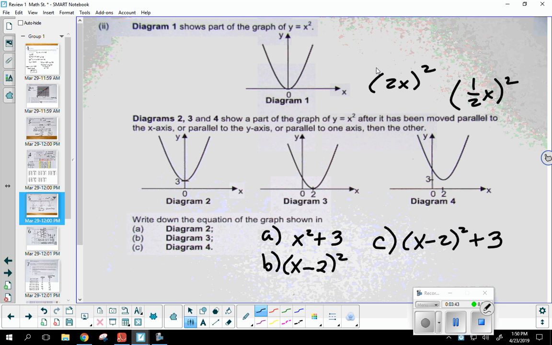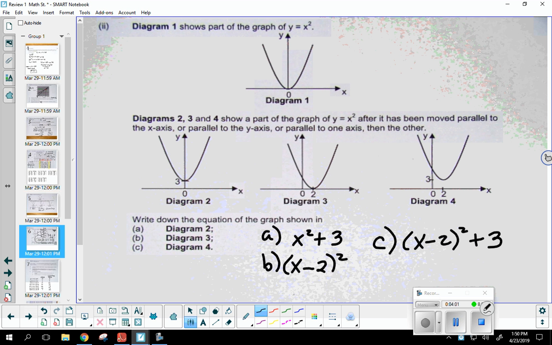That's good, good. And then you'll notice C, diagram 4 was just a combination of the two. It was shifted both right and then up 3. So x minus 2 squared plus 3. Anybody have any questions on those? Okay. Let's see what else we have here.